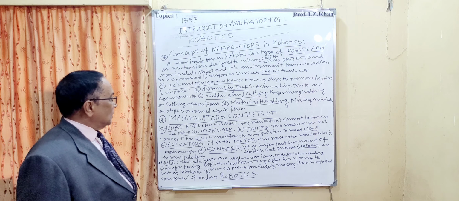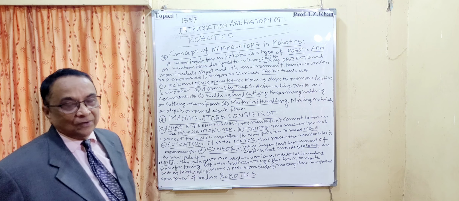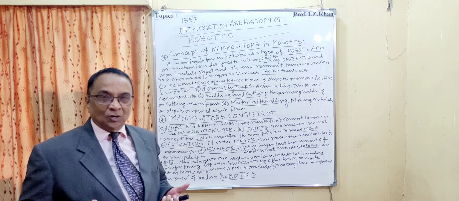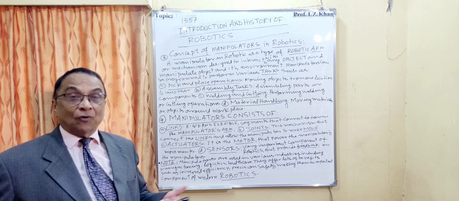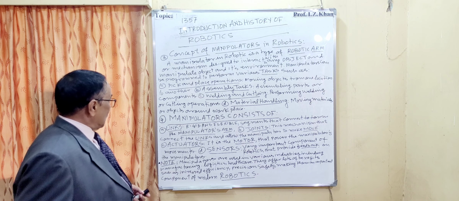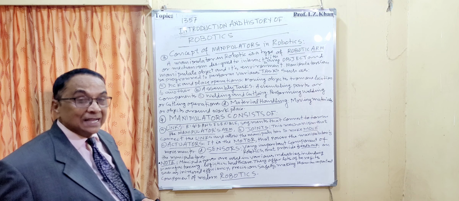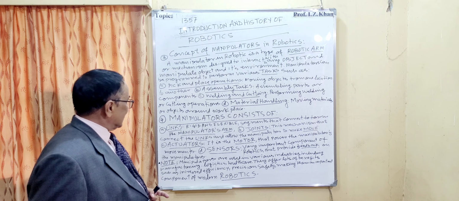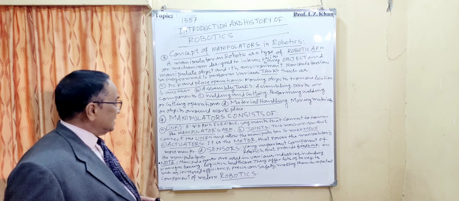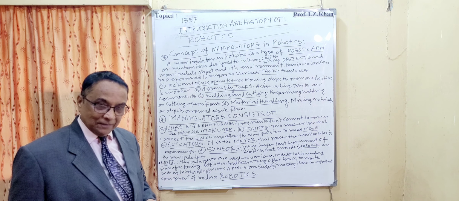Number 4, manipulators consist of what? What is there inside manipulators? A is what is called links. Links means rigid and flexible segments.